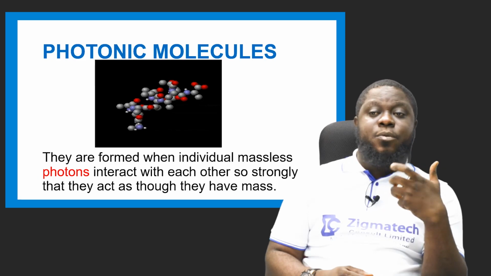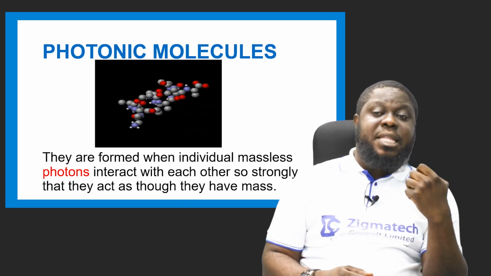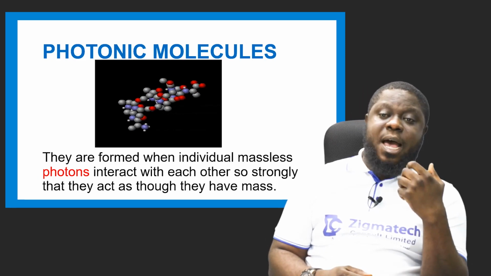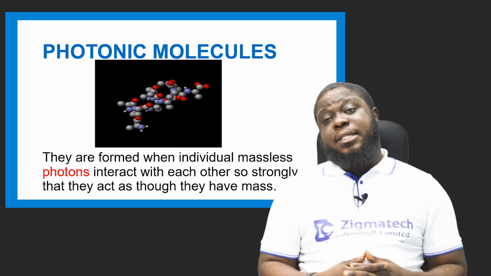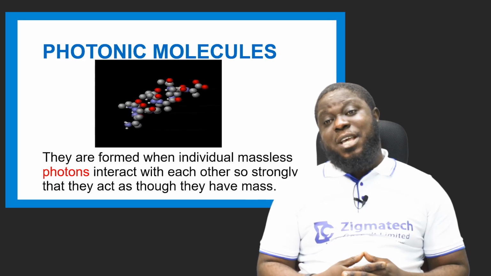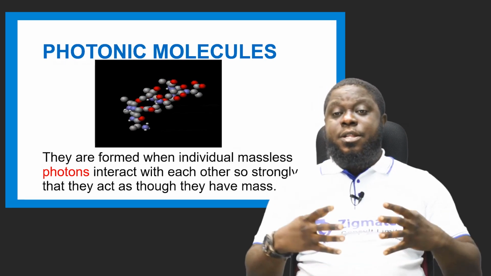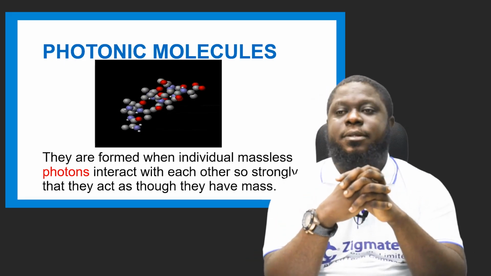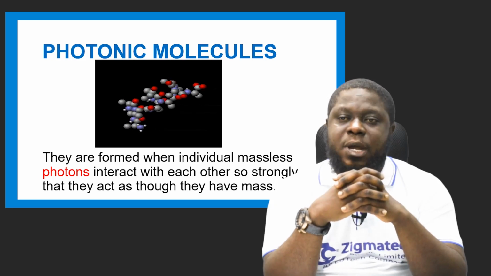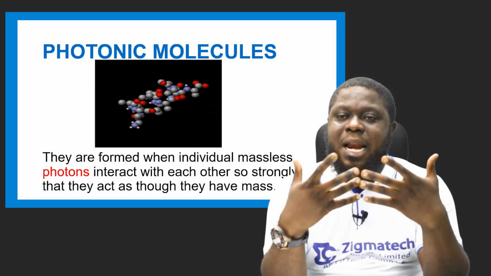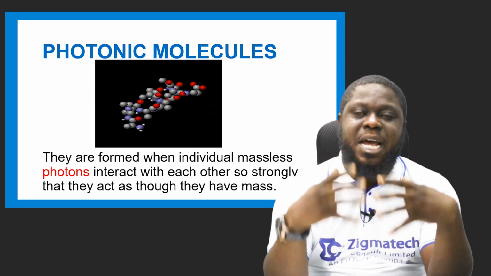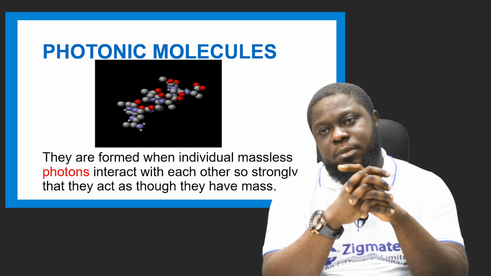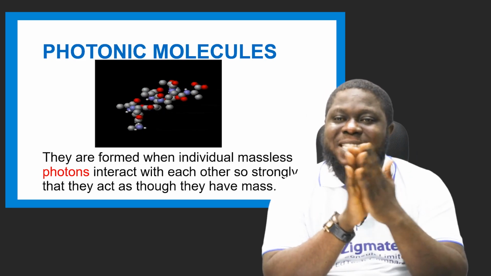Okay? Now they are formed when individual massless photons interact with each other as though they have mass. Now, you see how they are interacting together. The photons come together, they interact. As they interact, they are occupying spaces in their interaction.